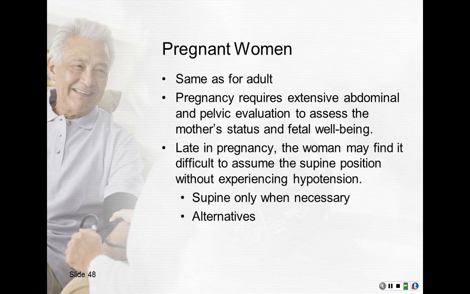With pregnant women, same as for the adult, pregnancy does require extensive abdominal and pelvic evaluation to assess not only the mom's status, but also fetal well-being. And later in pregnancy, the woman may find it difficult to assume the supine position without experiencing hypotension. So place them in that position only when it's necessary. Try some alternatives, like putting them in kind of a 45-degree position, or up a little bit more than that, so that they don't have these difficulties.